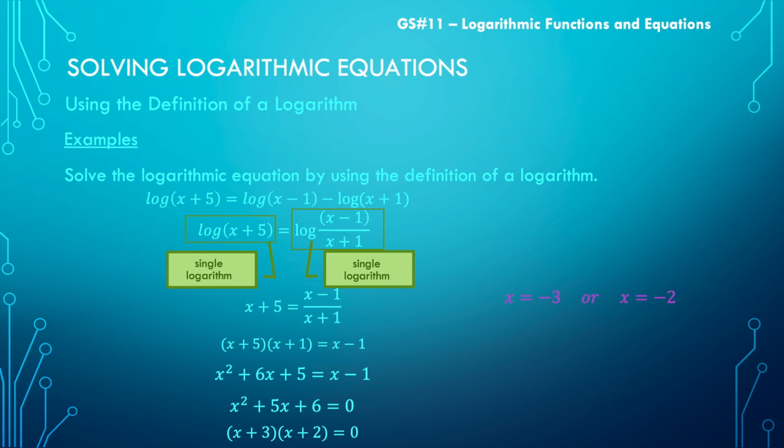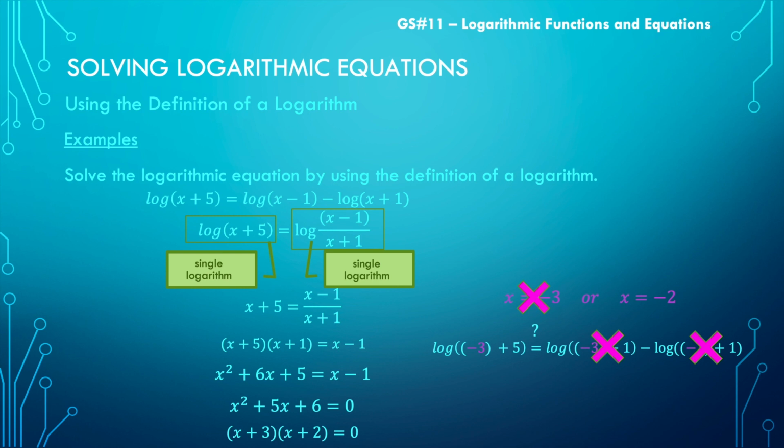All right, so now we need to check. Let's go ahead and substitute the first one into our original equation. If I do that, I'm subbing negative 3 in everywhere I have an x. I'm subbing the negative 3 in here and here and here. I've got the log of (negative 3 plus 5), which is the log of 2. Is that equal to the log of (negative 3 minus 1), which is negative 4? Ooh, problem. Minus log of (negative 3 plus 1). Ooh, another problem. Okay, so those two are problems, which means x equals negative 3 is not a solution.